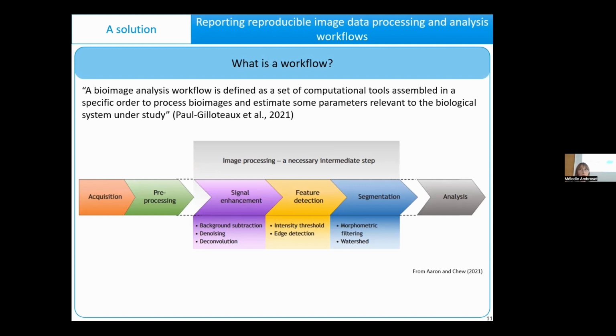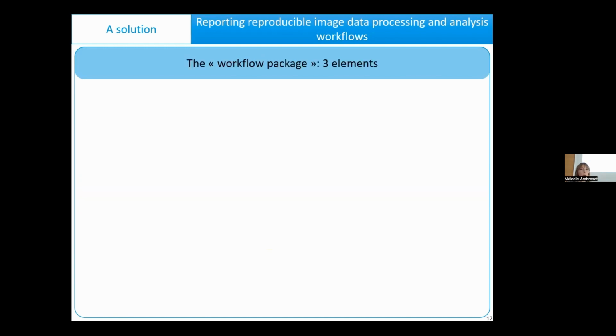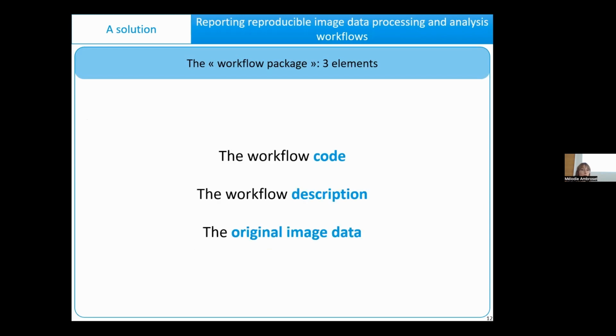And when you have done all of that, you have the actual analysis of morphometric parameters and whatever you have extracted out of these images. So now the workflow package that the authors want us to publish to be reproducible consists of 3 elements: the workflow code, the workflow description, and the original image data.